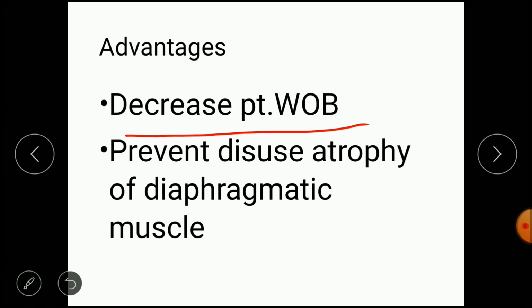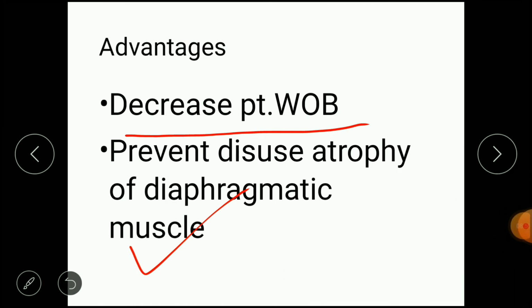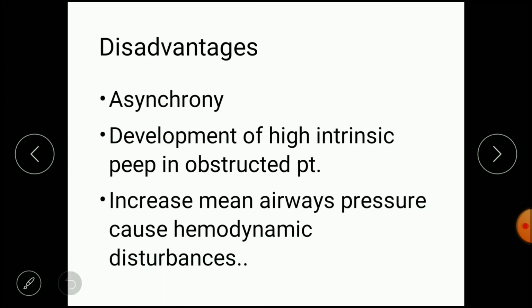It prevents diffuse atrophy of the diaphragmatic muscles. That means in CMV, generally atrophy occurs, but in AC control mode, there is no diffuse atrophy of the diaphragmatic muscle because the patient also initiates breaths. So that means muscle activity is done. That's why it prevents diffuse atrophy of the diaphragmatic muscle.